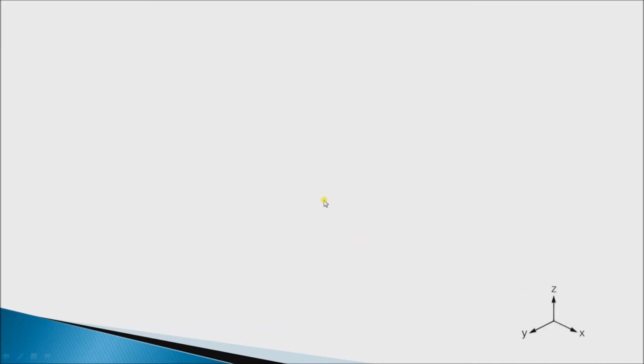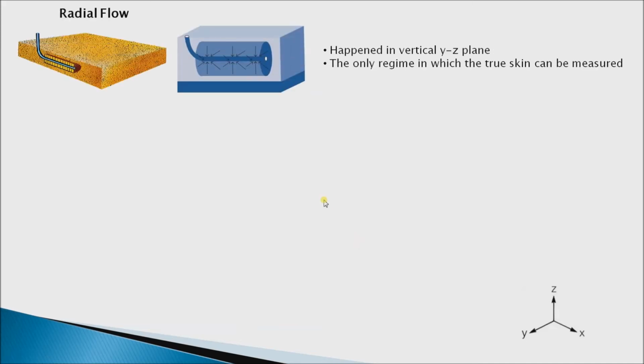The first one is radial flow, which happens in the vertical YZ plane. As you can see here, it is said to be radial flow because the flow occurs around this plane. On the other hand, only at this time can the true skin be measured.